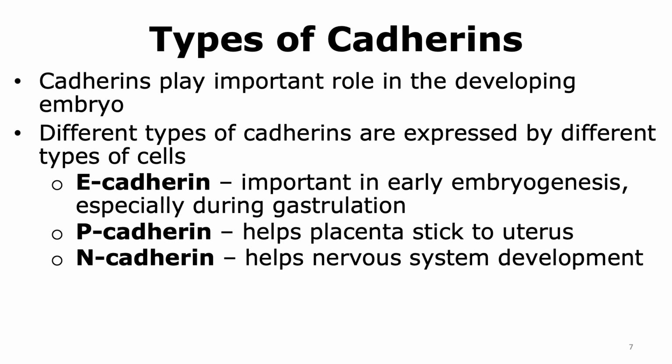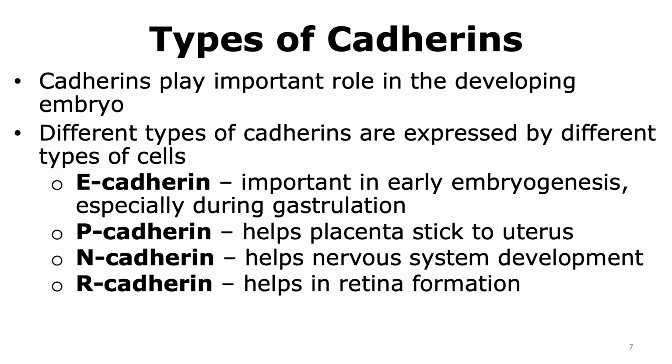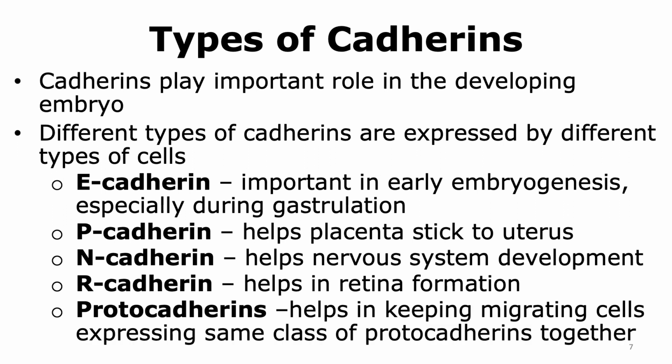N-cadherin is another type of cadherin that helps in nervous system development, while R-cadherin helps in retina formation. Another type of cadherins are the protocadherins that help in keeping migrating cells expressing the same class of protocadherins together. Thus, the different cadherin molecules can actually help in the developmental process of different organs.